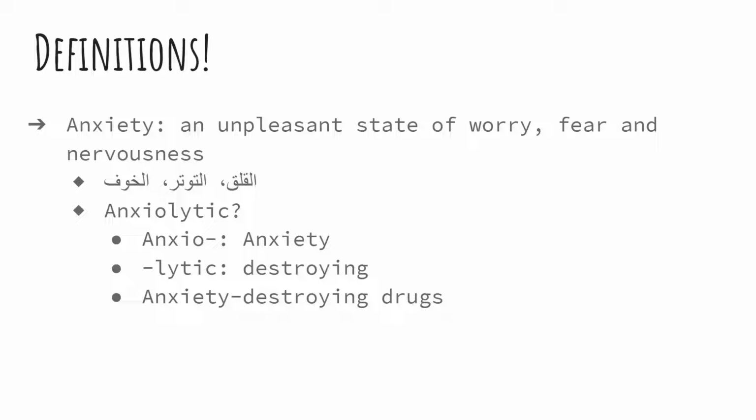So what are anxiolytic drugs, which is, you know, the title of this lecture? So the first part of the word, which is anxio, comes from anxiety, اللي هو القلق أو التوتر. And the second part of the word, which is lytic, الجاي من lysis, which is destruction or dissolution. فanxio means anxiety, lytic means destroying, and so anxiolytic drugs are anxiety destroying drugs, أو اللي هي الأدوية المضادة للقلق أو المضادة للتوتر اللي احنا بنعطيها للناس اللي بيكون عندهم قلق أو توتر.